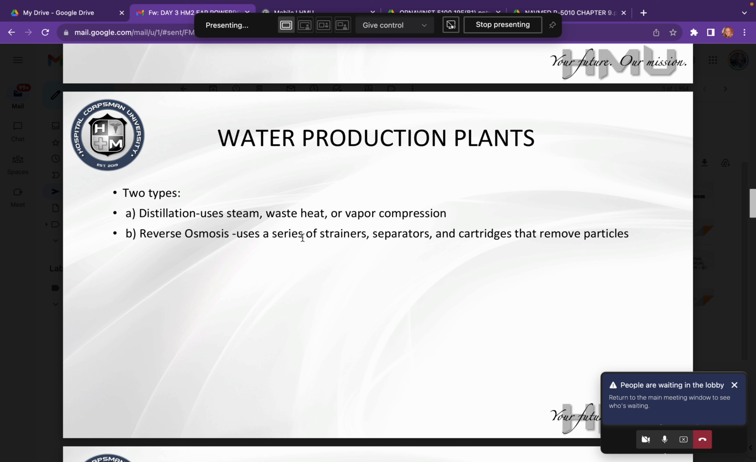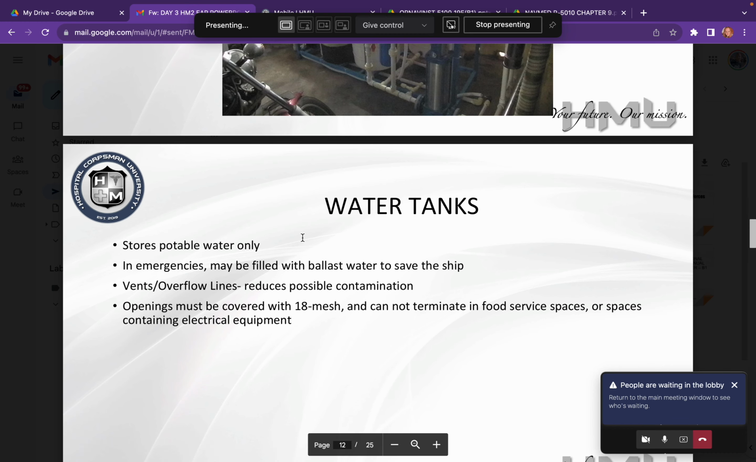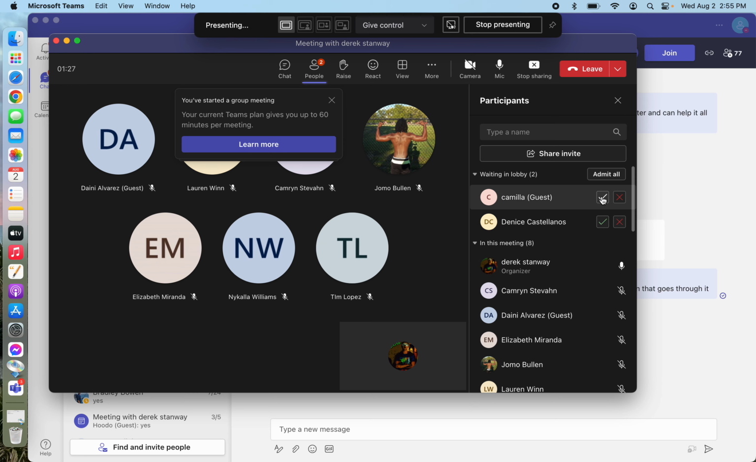And water tanks. Water tanks will store potable water only. In emergencies, they may be filled with ballast water to save the ship. Vents and overflow lines reduce possible contamination. Openings must be covered with 18 mesh and cannot terminate in food service spaces or spaces containing electrical equipment.